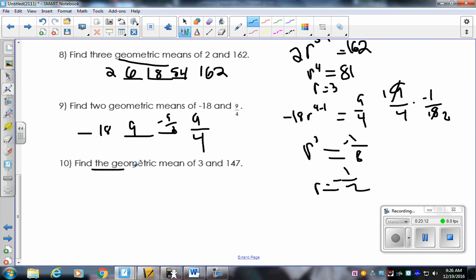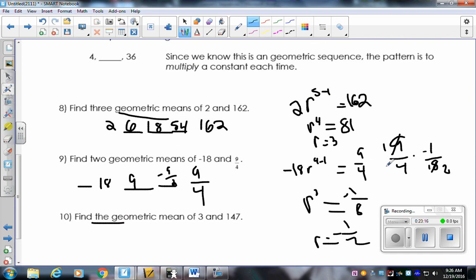Same thing, find the geometric mean. You're looking for one number in between. Let you go ahead and do that one on your own. Just set up your explicit, find that.